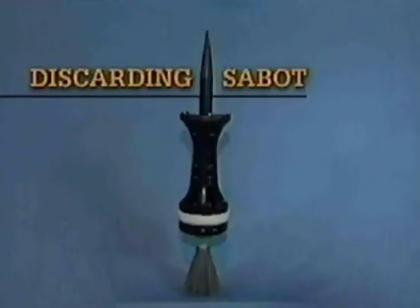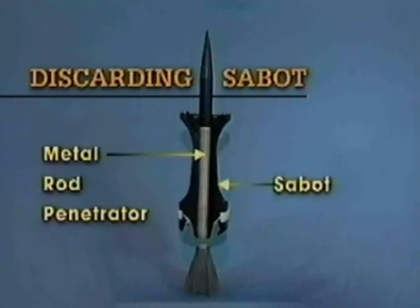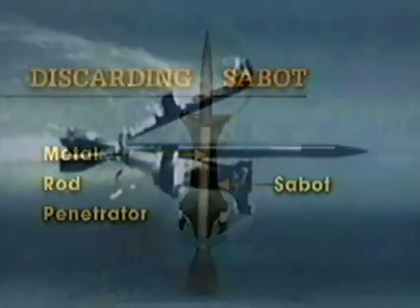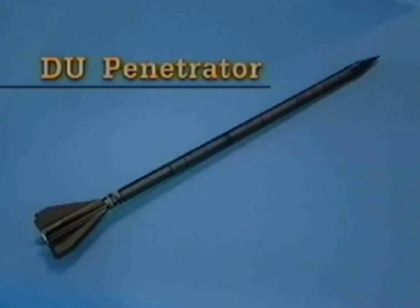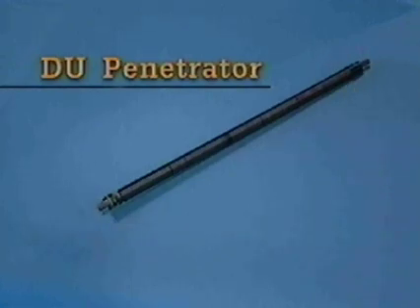Most DU rounds are discarding sabot types. The projectile consists of a metal long rod penetrator with a sabot surrounding it. The sabot falls away from the penetrator as it flies toward the target. The penetrator rod is a long, thin dart with a sharp, non-DU metal nose cone and fins. Since the penetrator is a metal rod, it does not explode on impact with the targeted vehicle. However, it often causes secondary explosions if it hits onboard ammunition or fuel. In most cases, the nose cone and fins disintegrate upon impact.